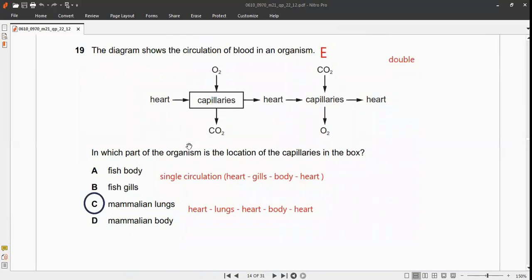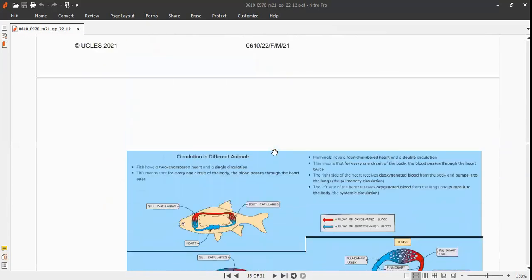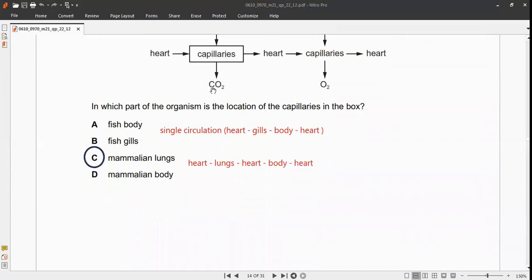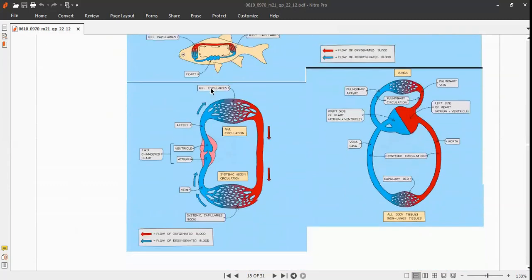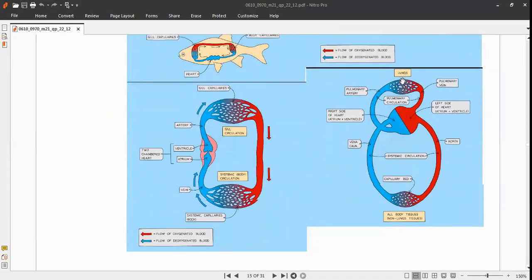In which part of the organism is the location of capillaries in the box? Yeah, capillaries in the box. Let's see. Here from heart to here capillaries, here gas exchange. Where is the place of the gas exchange? Yes, alveoli, inside the lungs. So the correct answer, mammalian lungs. Okay. This part, yes, lungs.